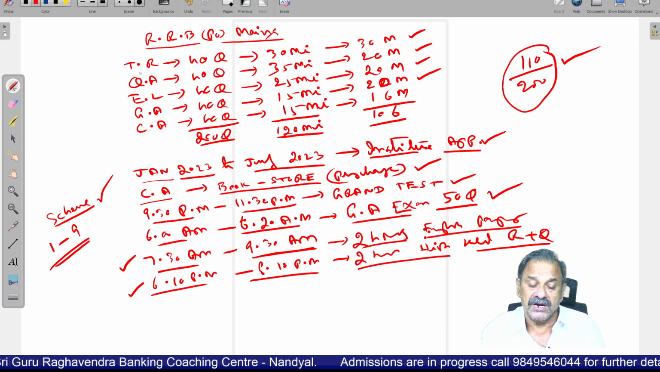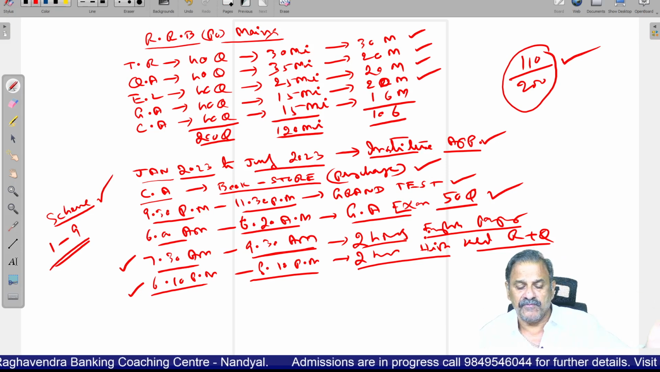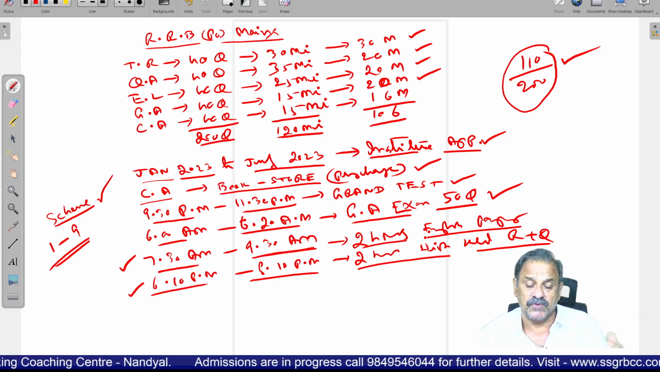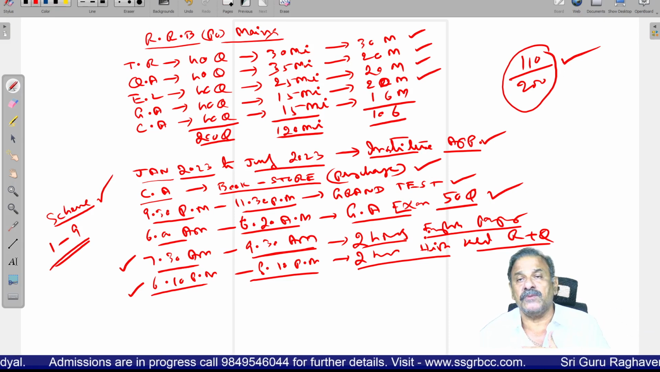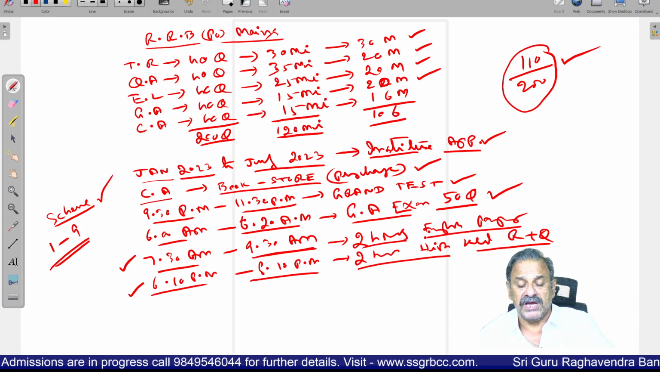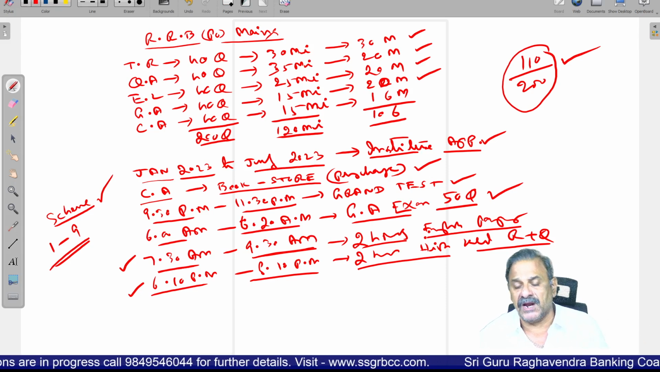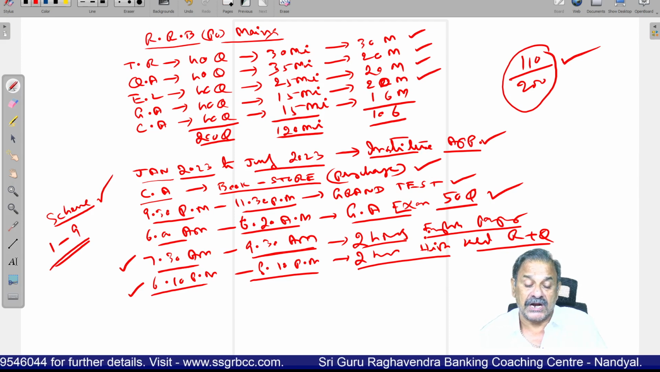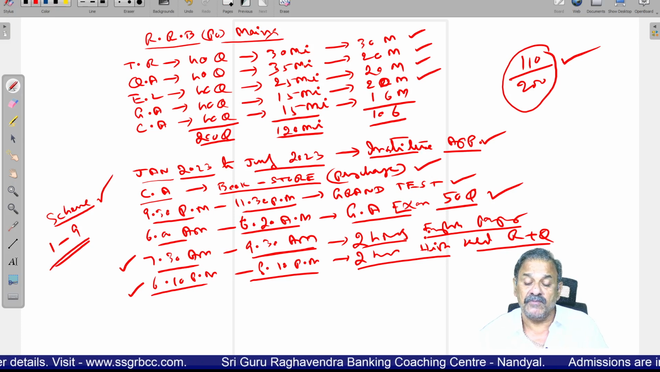See here, reasoning 40 questions, 50 marks. Quantitative aptitude 40 questions, 50 marks. English language 40 questions, 40 marks. General awareness 40 questions, 40 marks. Computer awareness 40 questions, 20 marks. Total 200 marks. 120 minutes. Allocation of time: reasoning 30 minutes, quant 35 minutes, English language 25 minutes, general awareness 15 minutes, computer awareness 15 minutes.